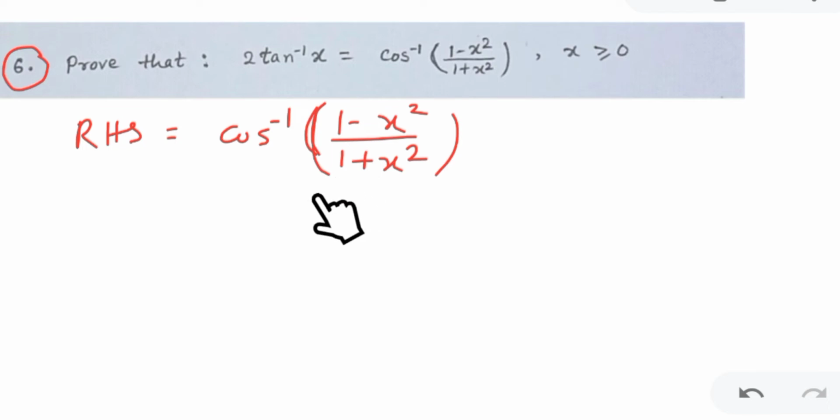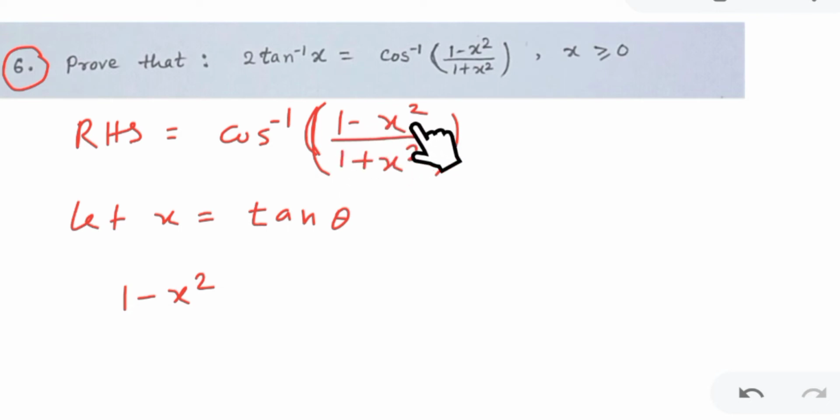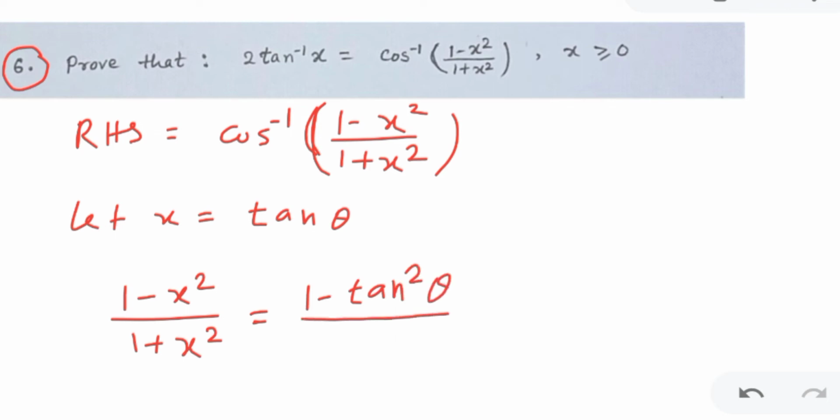First thing I will do is assume x is equal to tan theta. Taking the inside term first, 1 minus x square divided by 1 plus x square will be 1 minus tan square theta divided by 1 plus tan square theta, because x is tan theta, so x square will be tan square theta.